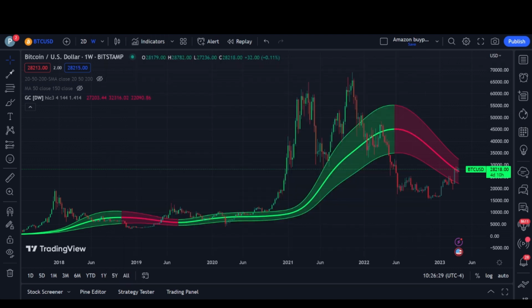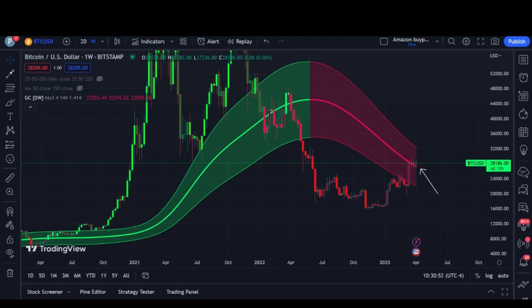So as you can see, the Gaussian channel has three lines: the upper line, the lower line, and the middle line. The middle line represents the average price, while the upper and lower lines act as borders above and below the middle line. The distance between the upper and the lower lines is determined by how much the price has moved in the past. And you can also see that if you apply this on Bitcoin, we have a red zone and a green zone.